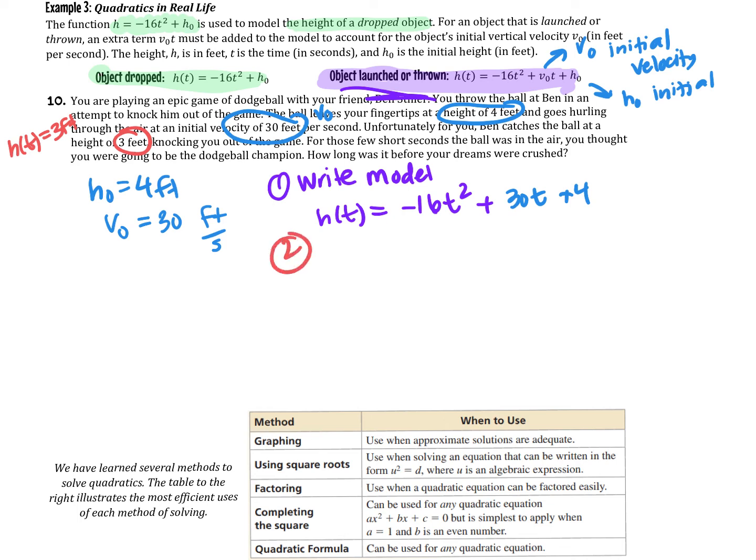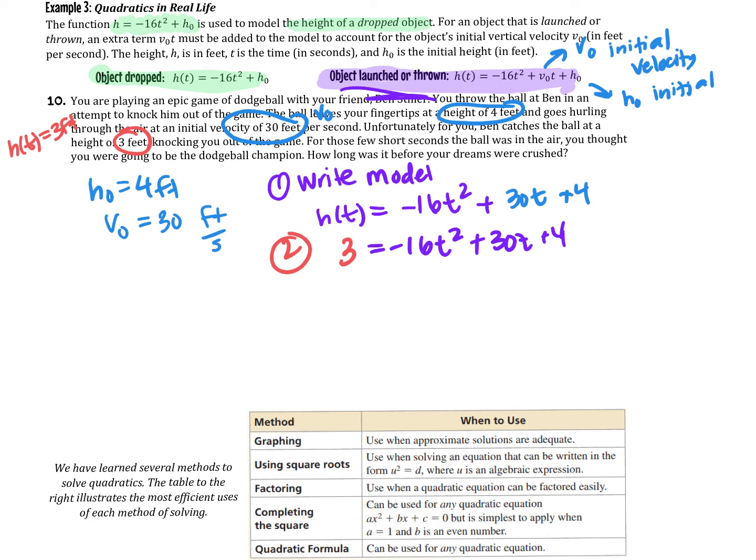The second thing we're going to do is see what we're trying to solve here. So how long was it before the ball was caught? Well, the ball was caught at a height of 3 feet. So what I really want to know is, when is my function equal to 3 feet? Because that's asking me for the height.